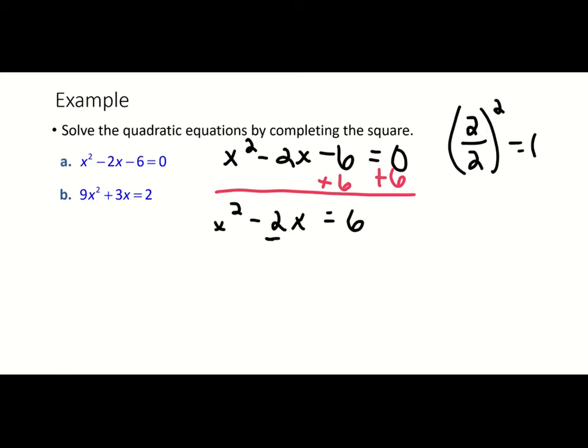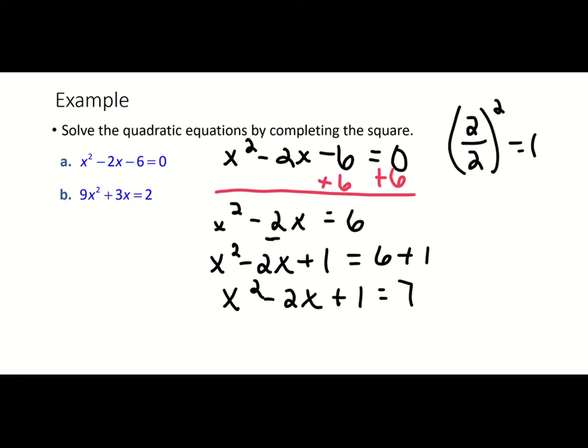So now what I have to do is add that to both sides. I'll add it to this side, and then I will also add it to my 6. So that leaves me with x squared minus 2x plus 1 is equal to 7. And then the trinomial that you have will be a perfect square trinomial, in that when I go to factor this, it will factor so that both binomials are the same.